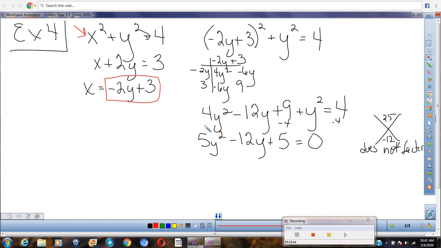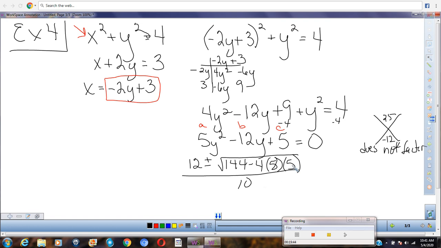Again, I want to remind you, this is our A, this is our B, and this is our C. Let's plug it in. We have negative b, or 12, plus and minus the square root of b squared, 144, minus 4 times a times c, all over 2a. All right, let's simplify this. 144 minus 100 is 44. And of course, 4 can come out of that. So I have 12 plus and minus 2 root 11 over 10. And of course, we have the 12, 2, and 10 will all reduce.